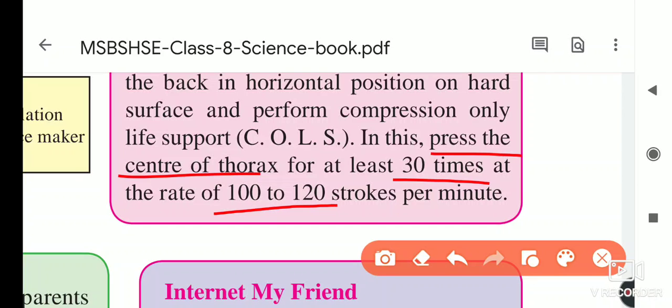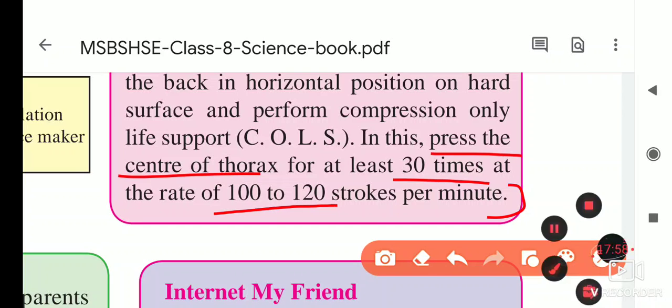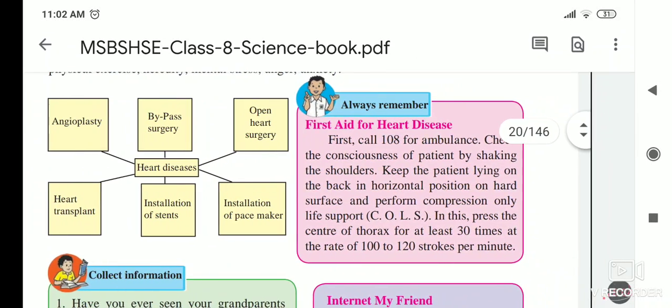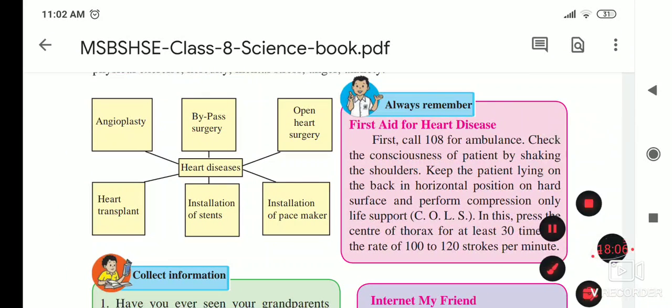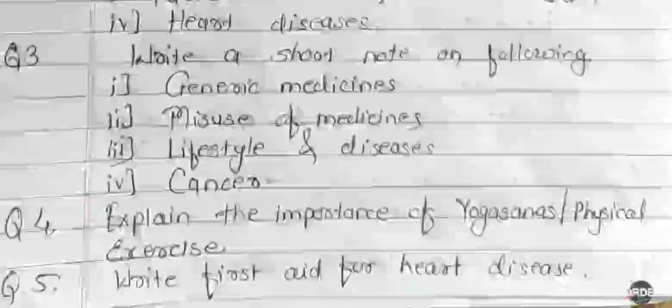In that way, if we press his thorax, we can save the life of that person. So we have to find the answers to the questions in our textbook, because it is an open book test. You have to open the textbook, read the lesson, understand the meanings, and then write the answer for this open book test.